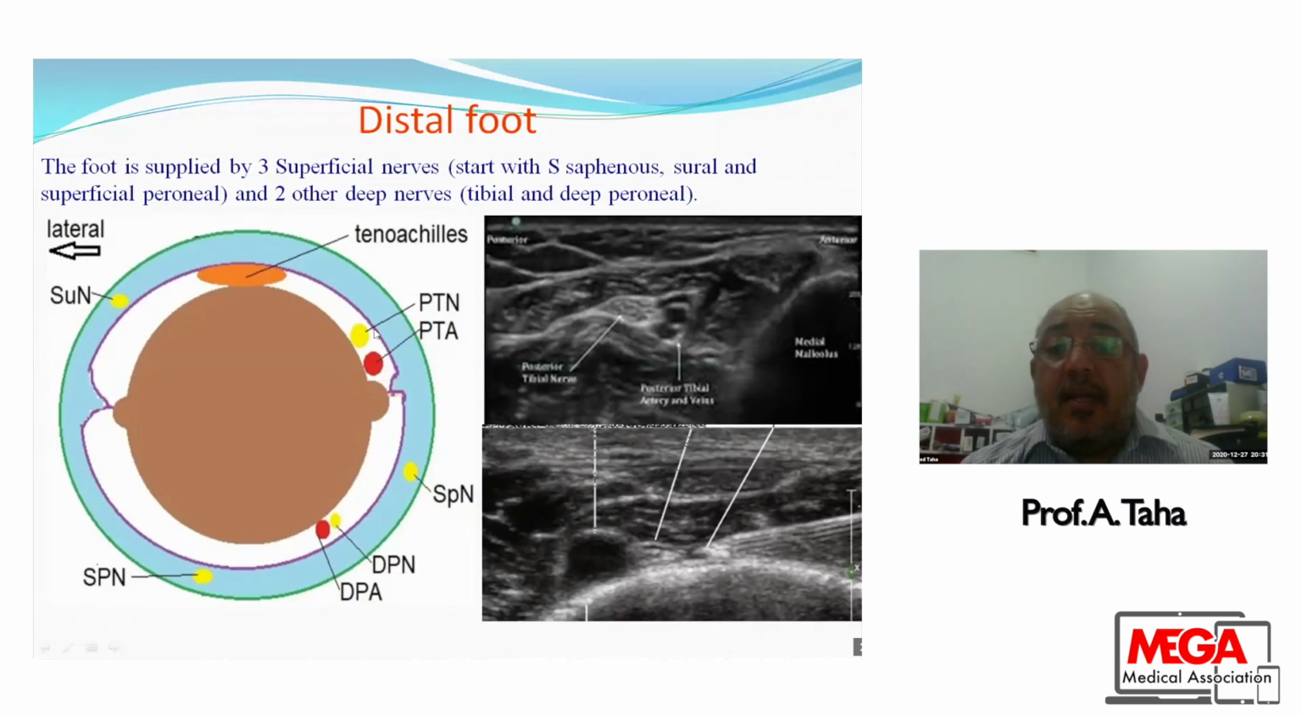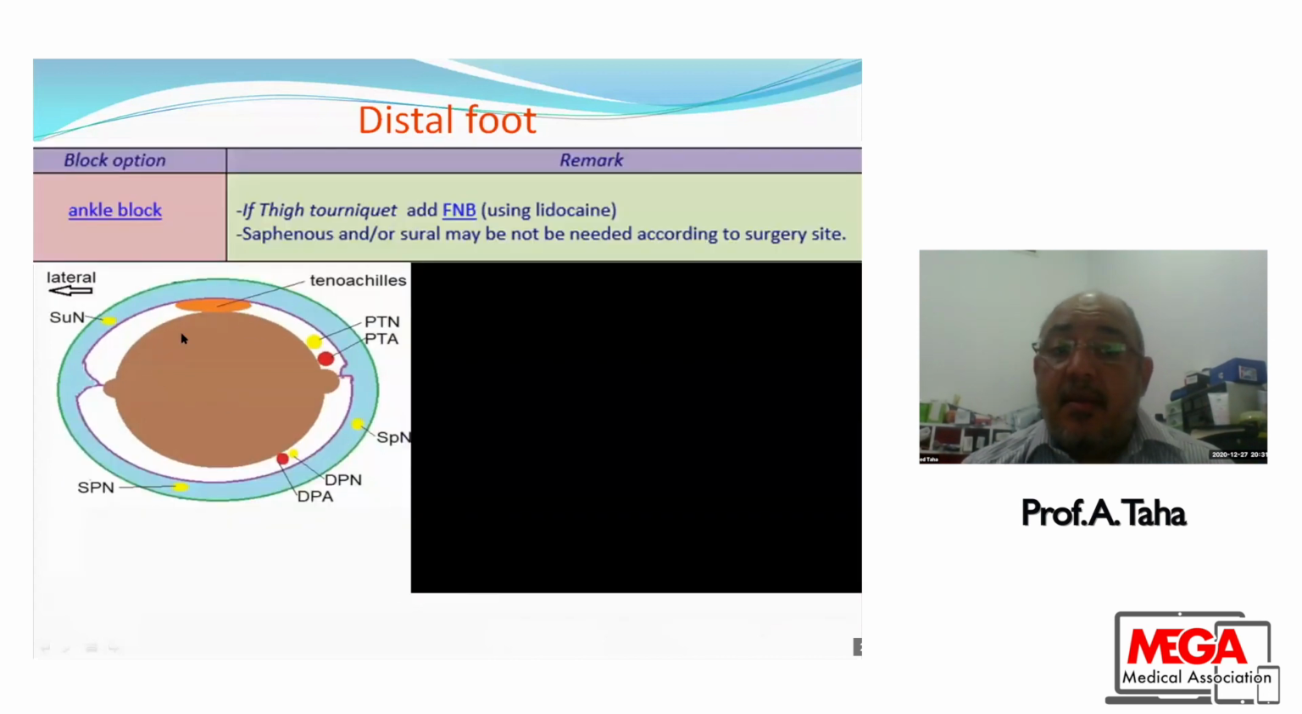These 3 nerves, the deep peroneal, the posterior tibial and the superficial peroneal, should be blocked for any foot surgery. If the surgery is in the medial aspect, you add the saphenous. If the surgery is in the lateral aspect, you add the sural. But if the surgeon will use a tourniquet, you have to give femoral nerve block again. If there is no tourniquet and the surgery is in the middle, not medial, not lateral, then these 3 blocks, posterior tibial, deep peroneal and superficial peroneal, are enough. No need for saphenous, no need for sural.